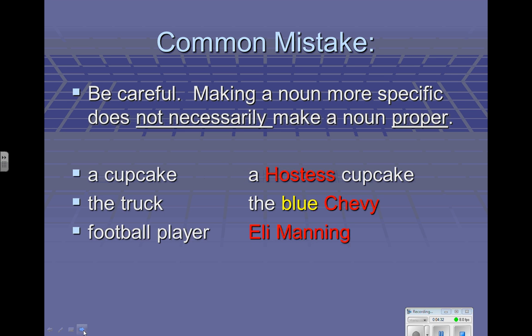Here's an example of one way that you could revise it. Notice for cupcake, I used a brand name, Hostess. That's a very specific brand of cupcake, so I would capitalize. In the second example, I made it a Chevy. Now we know a specific brand of truck that we're talking about.